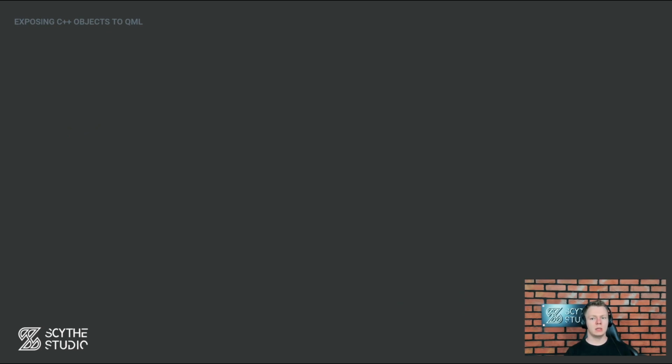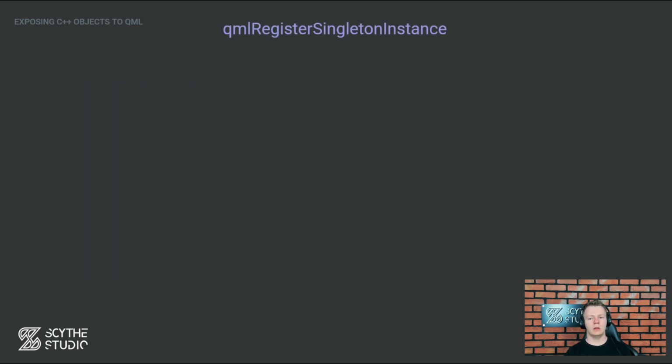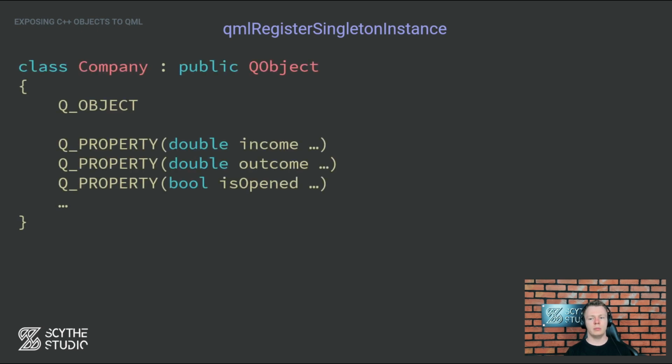So how is it actually done in Qt, how to actually expose a C++ object to QML? The first way may be to use the built-in qmlRegisterSingletonInstance function. As the name suggests, it allows you to register a selected instance of an object as an object with a unique name in the selected module. For the sake of example, let's say that we have a class Company which has properties informing about the current income, expenses, and other essential information about the company. It could look like this.